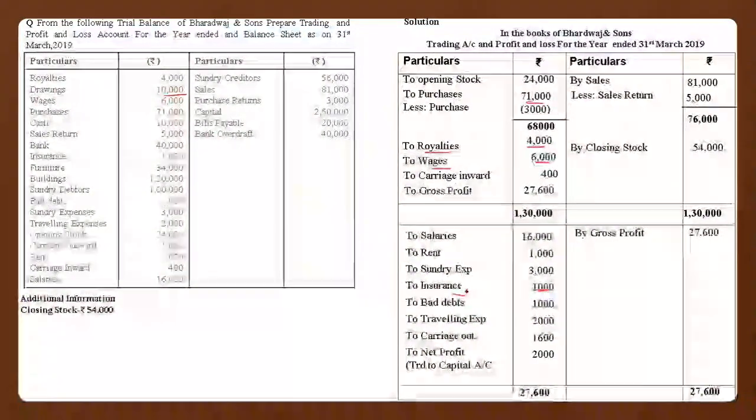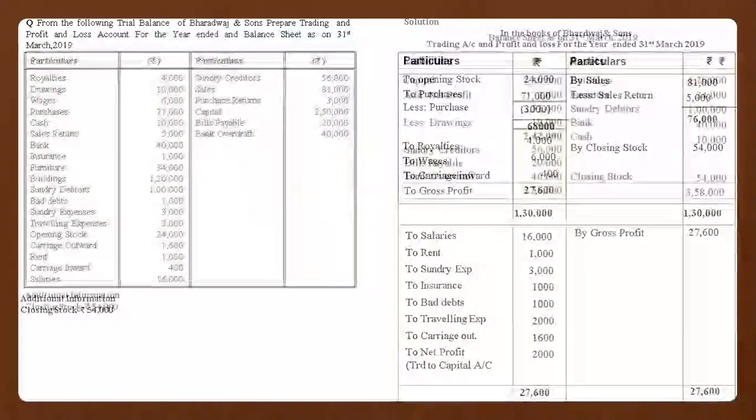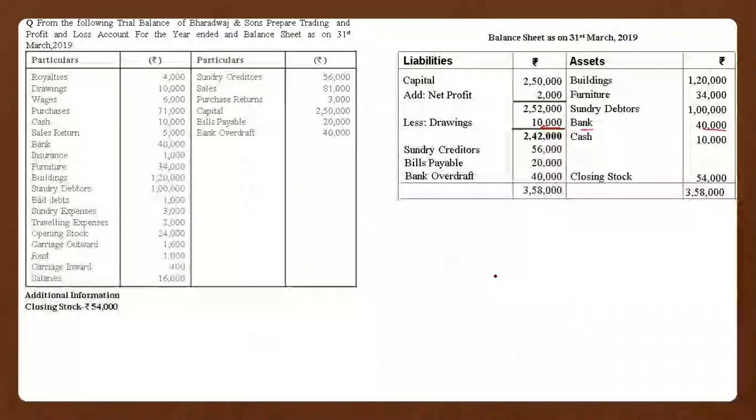Next is furniture. And furniture amount is given 34,000 rupees. Furniture is your asset. So you are going to write in assets, furniture 34,000 rupees. Next one is building. Building is given 1,20,000. So building is your asset. So where do you have to write? Asset side, 1,20,000. So building 1,20,000.